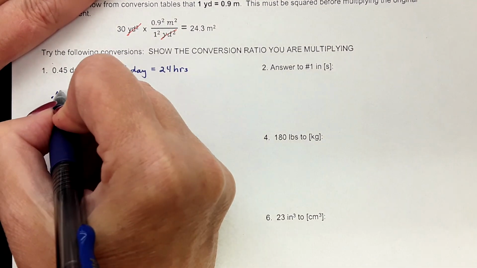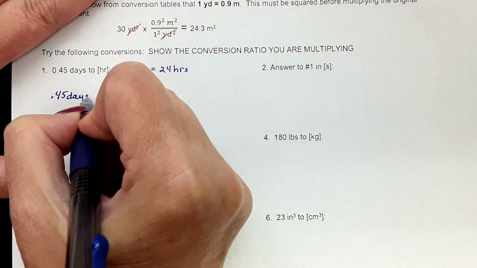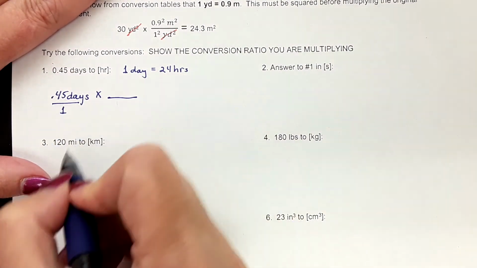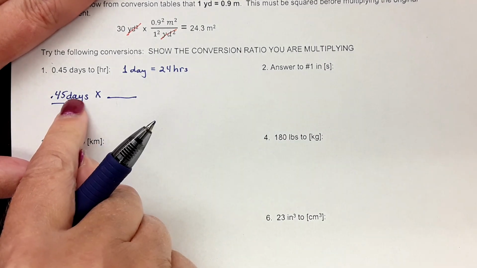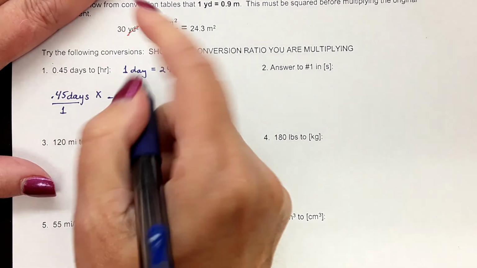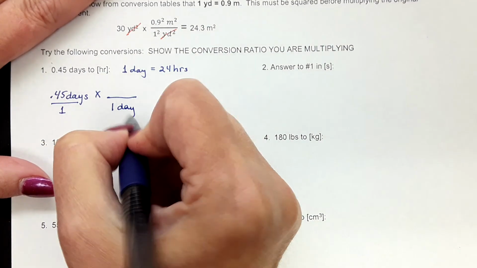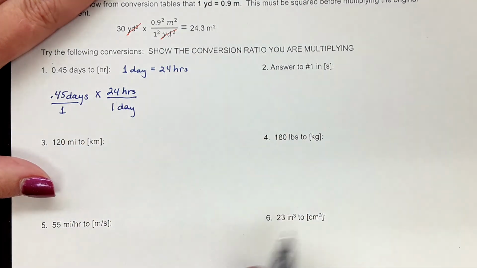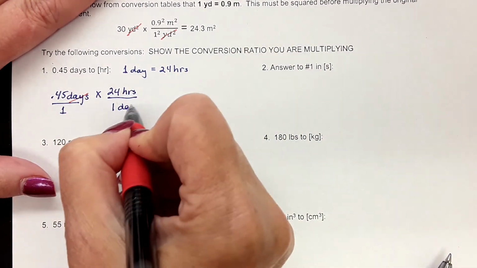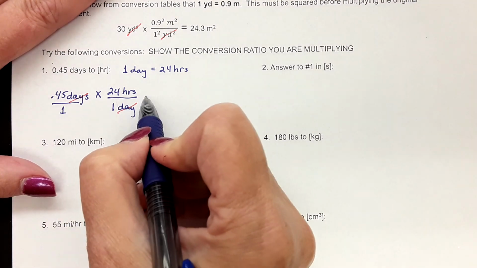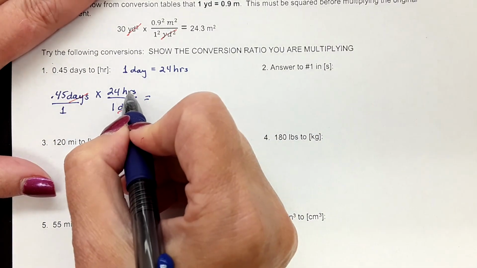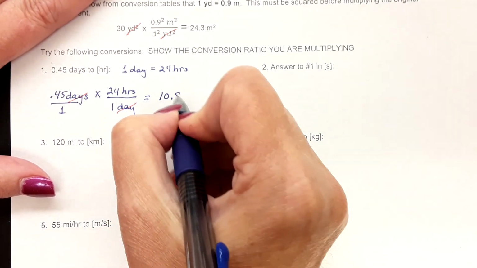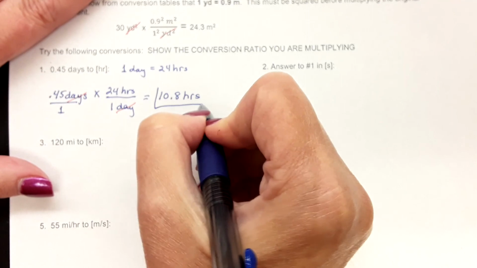So we're going to take our measurement. Remember, that's over an understood 1. And we're going to multiply by a conversion factor. Since days are in the top here, we want the day in the bottom. And we want the 24 hours in the top. Okay? So now the days will cancel out and leave hours behind. And if you multiply across the top, and of course you'd end up dividing by 1, you're going to end up with 10.8 hours.